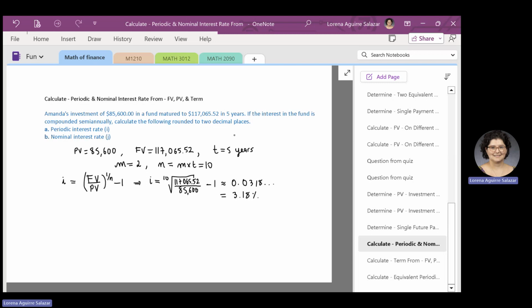Now, to compute the nominal interest rate, that's j, we use the formula i times m. So we're going to multiply the 3.18% by 2. And when we do that, we get the number 6.36%. So there we have the nominal interest rate. That is the interest rate per annum on which the compound interest calculation is based for a given compounding period.